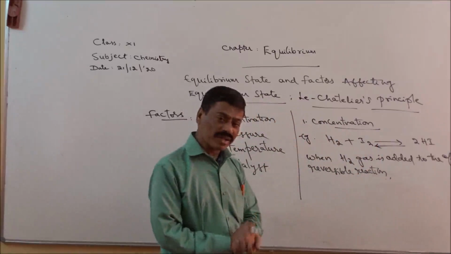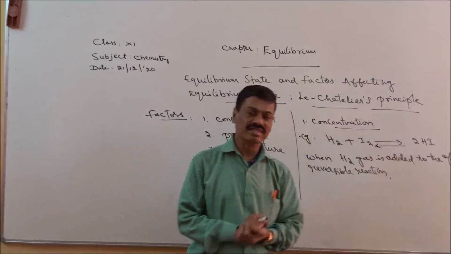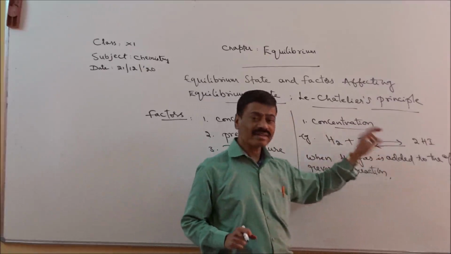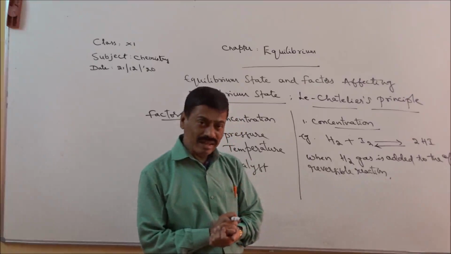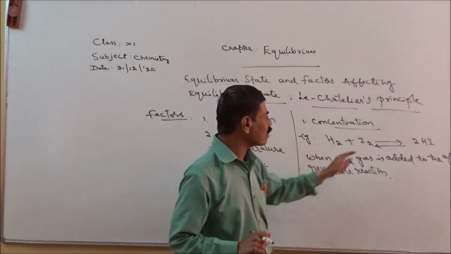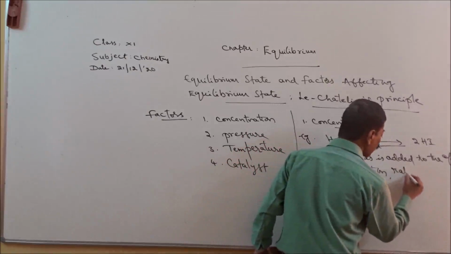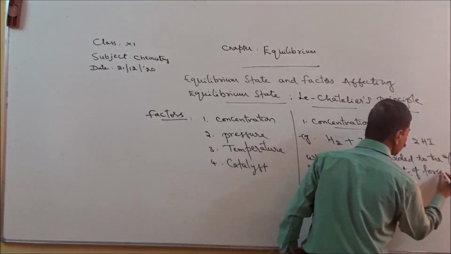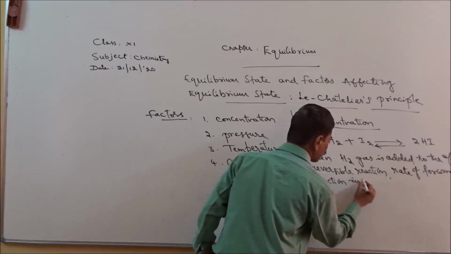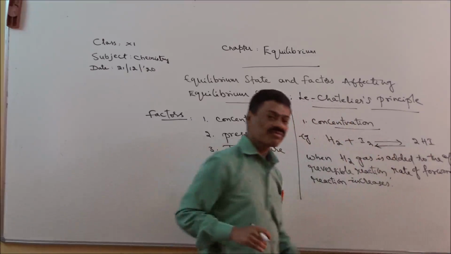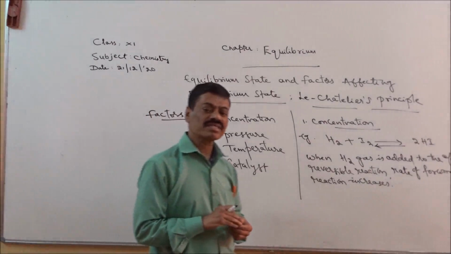We are not adding iodine, we are adding hydrogen. When some hydrogen gas is added to this reversible reaction, the equilibrium state gets disturbed. As a result, the reaction will occur in the forward direction. So when hydrogen gas is added to the above reversible reaction, the rate of forward reaction increases. First, the reversible state will be disturbed and then again it will be established after a particular time.